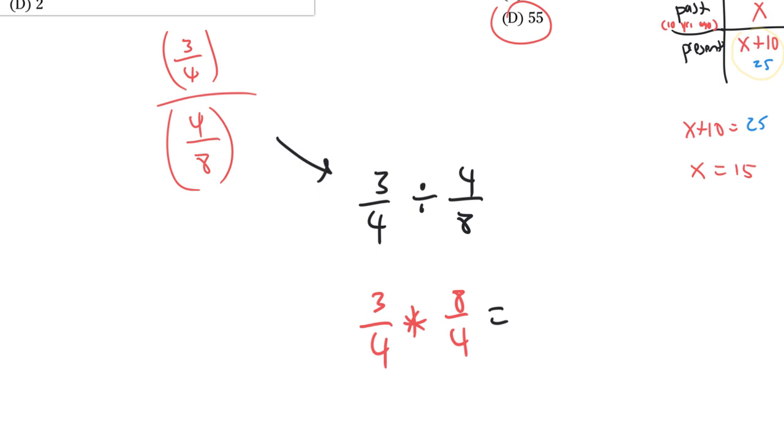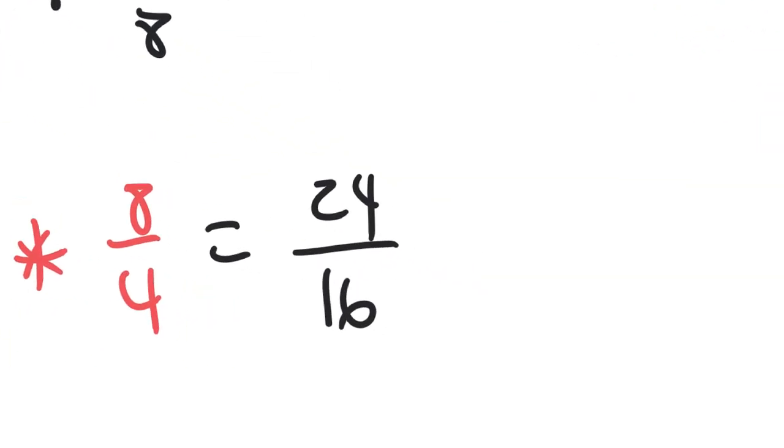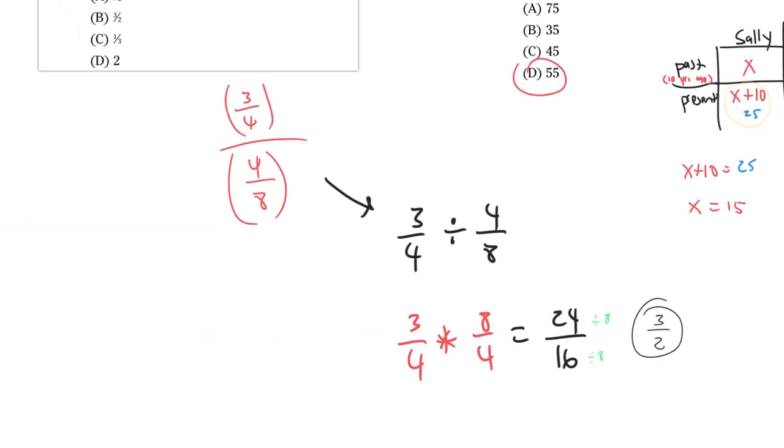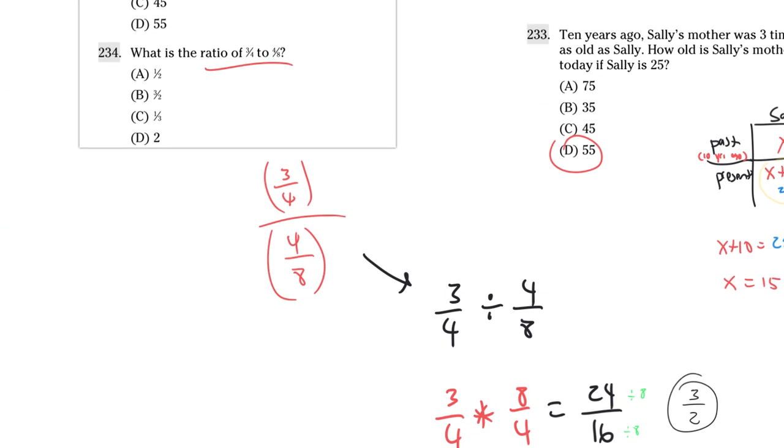So we have 3 times 8, which is 24. 4 times 4 is 16. It is the case that now we can reduce. 24 is divisible by 8, and 16 is divisible by 8, so we could divide the top and bottom by 8. Next thing you know, you have 3/2, and that should be the answer, actually, and that would be right here.